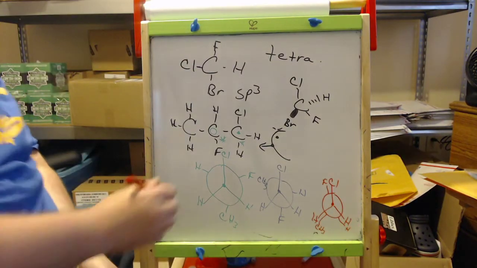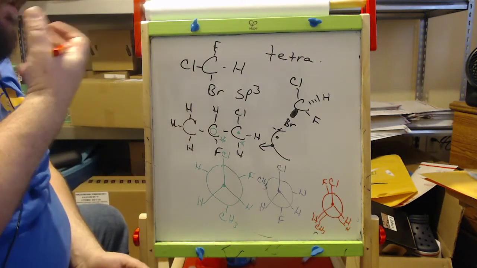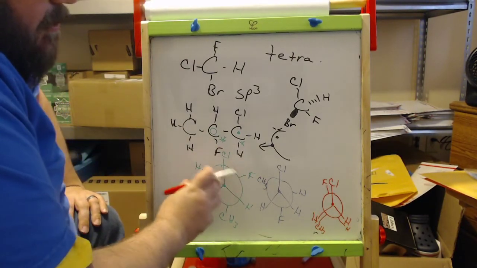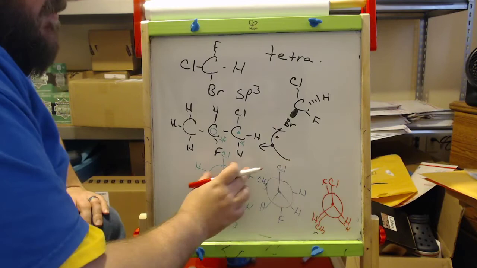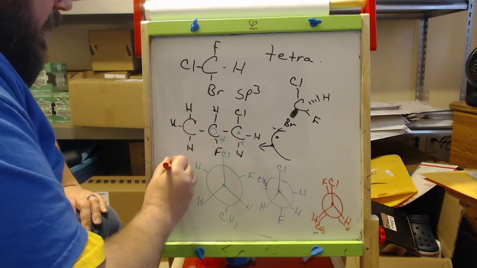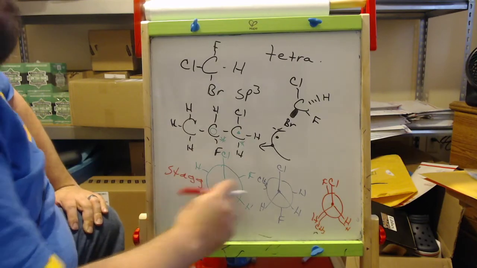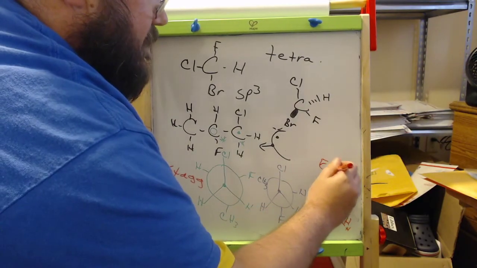Okay? These here, that they're not lined up next to each other, they're kind of spaced out, is known as the staggered form. These here are known as the eclipsed form.